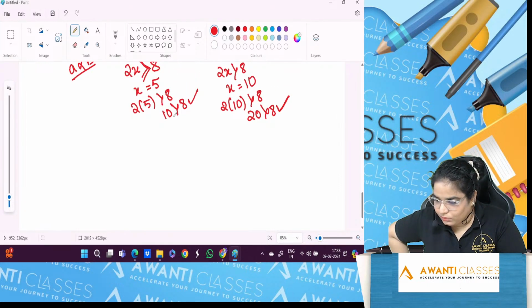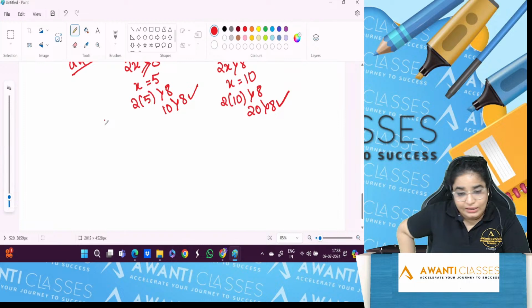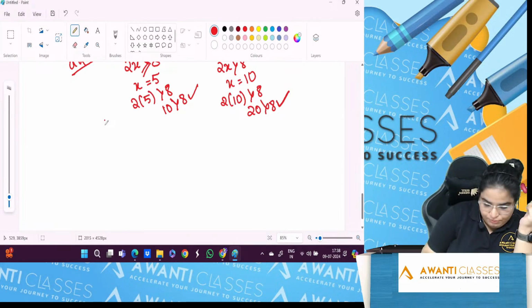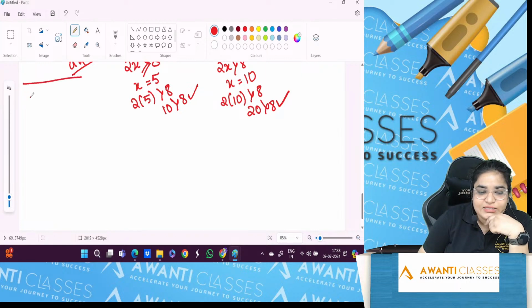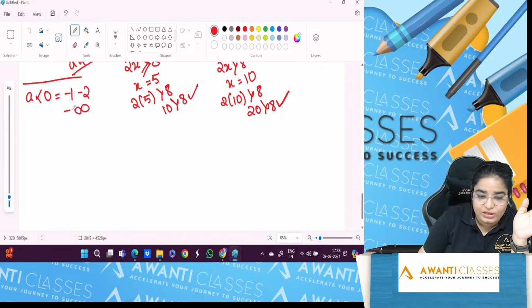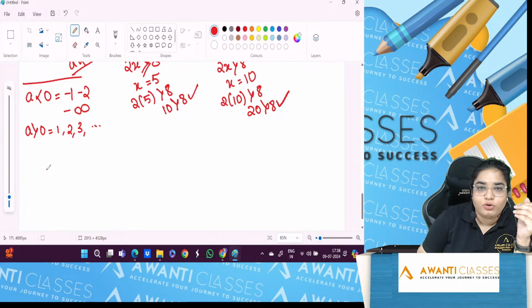Okay, so when there is an inequality, for example, if I say very simple, a is less than 0, what all will work? -1 will work, -2 will work. Why? Minus infinity will also work, yes or no? Similarly, if I say a is greater than 0, 1 will work, 2 will work, 3 will work. Whatever you want to put, it will all work. There are infinite solutions.